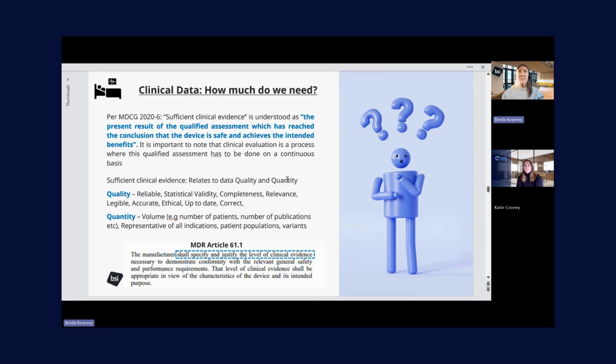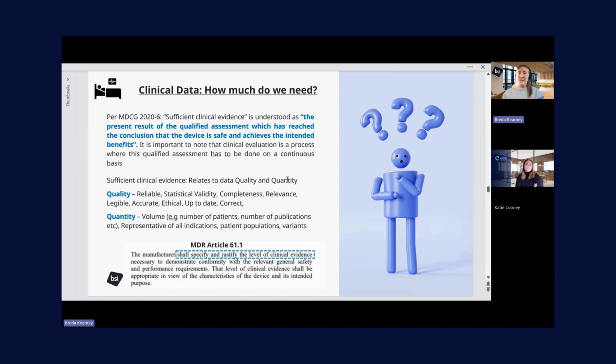So sometimes what we see is that manufacturers think more of volume over quality. So we get lots and lots of data, but there's lots of holes in the data and it doesn't really tell you anything. It's not very reliable. So it's better to have a lower volume of high quality data from which you can draw accurate and reliable conclusions. That's what you're trying to do here.